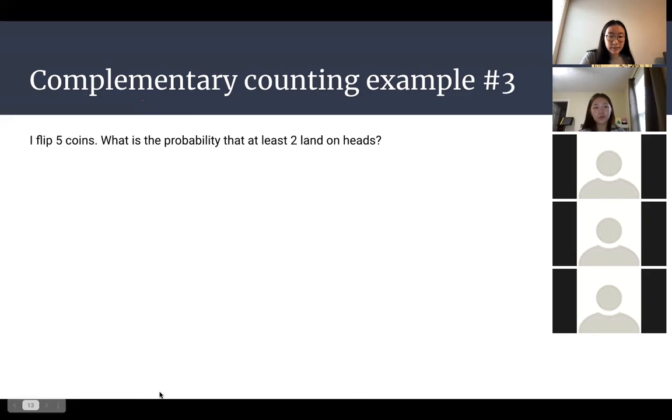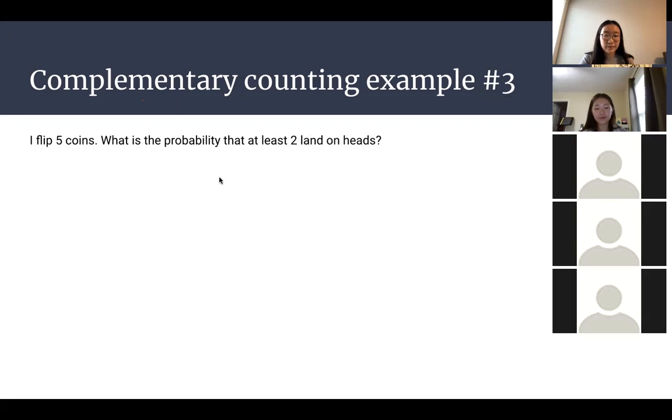Cool. Okay, example 3. I flip 5 coins, and what is the probability that at least 2 land on heads? Charles, sit this one out because I'm sure you already know this, but I just want to make sure that everyone else is getting it. So type in the chat if your name is not Charles. Yeah, you can private message me. What is the probability that at least 2 of these land on heads?